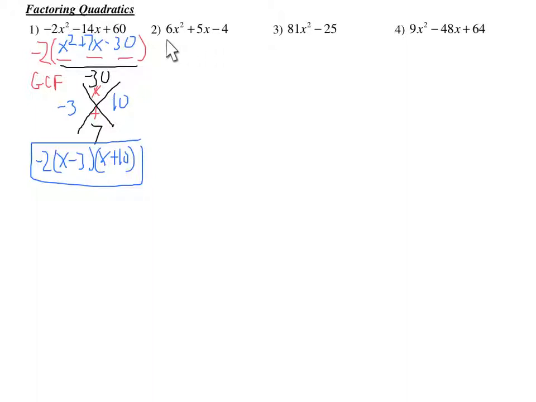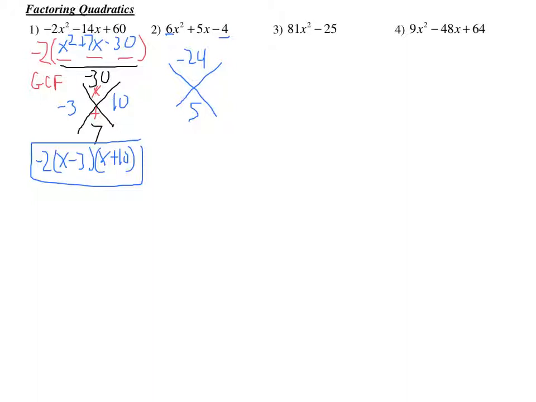Okay. This one, does it have a GCF? No. So the method I'm going to show you for this one is kind of a trick. It doesn't make sense why it works, but it's a slick, smooth way of doing it. So we're going to start off with an x, just like we did on the other one. But we're going to multiply these two numbers and put it on top. And then we're going to put the 5 on the bottom.